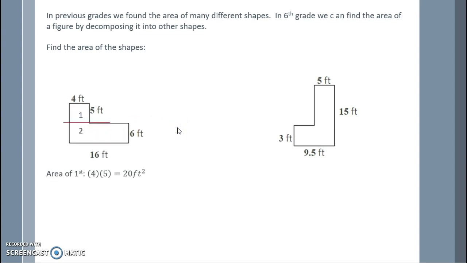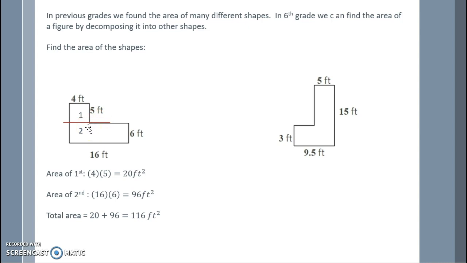So the area of the first rectangle is 4 times 5, which is 20 feet squared. The area of the second one is 16 times 6, so 96 feet squared. So if I were to add their areas together, we would get a total of 116 feet squared.